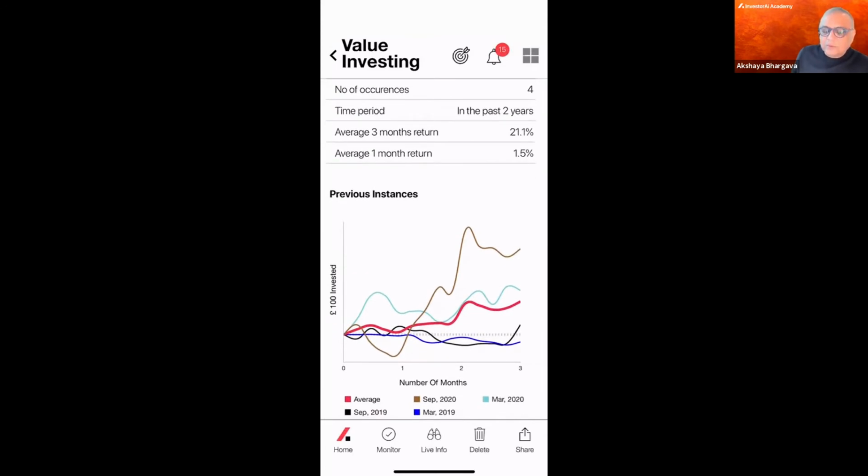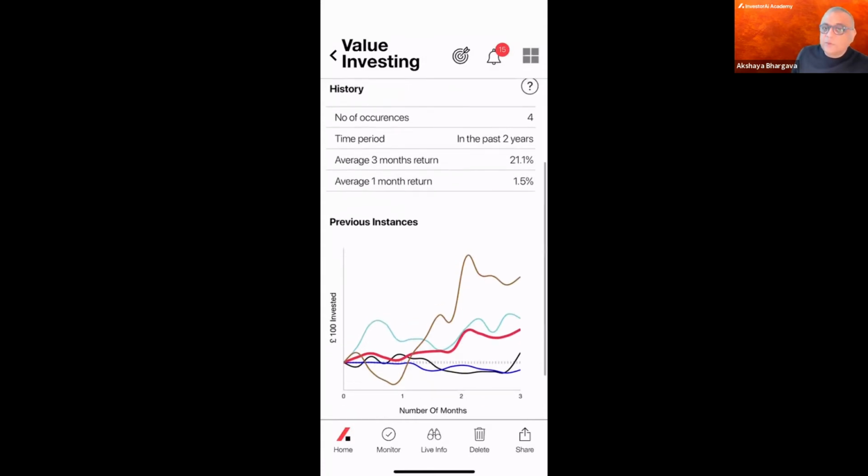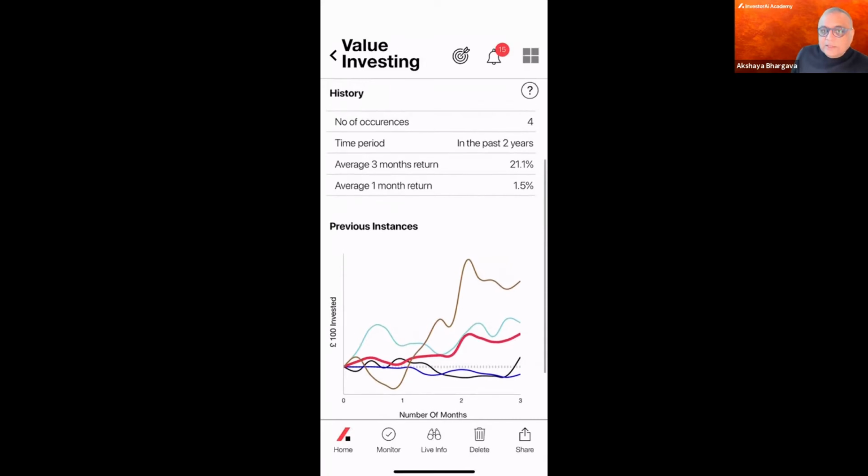It will tend to bounce back. Now, the speed of that bounce back is very important, because that is when you make money. And that is why we backtest it this way. Average 1 month return is 1.5, average 3 months return is 21.1. So this is telling me that if you're buying the stock based on historical trends, you should wait more than a month, because it takes 2-3 months to bounce back. Okay, so this actually is calculating the speed of that bounce back.